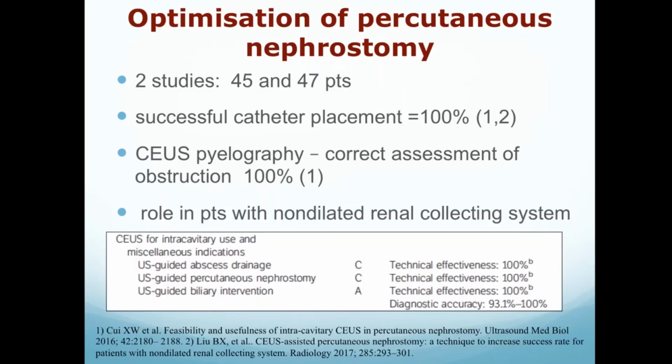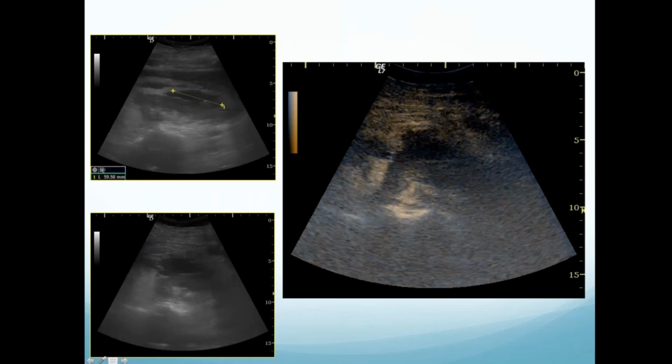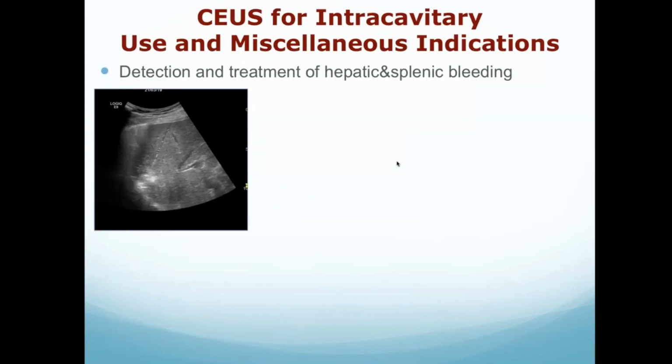So also for percutaneous nephrostomy it is useful, especially in patients with non-dilated renal collecting system, and there are some papers published in the last year. So my final slide is regarding the bleeding. We can detect bleeding from various organs like liver or spleen after biopsies, and moreover we can use this information to treat. And let's look at a patient who has an ablation, but it is the same as for biopsy.